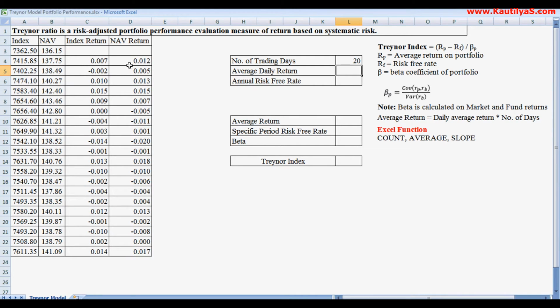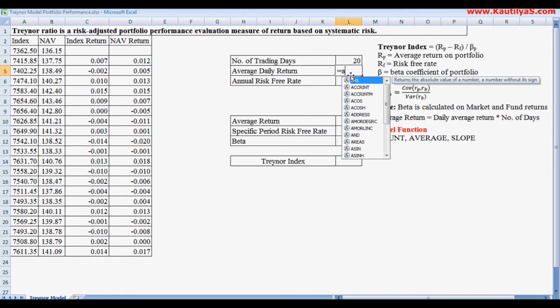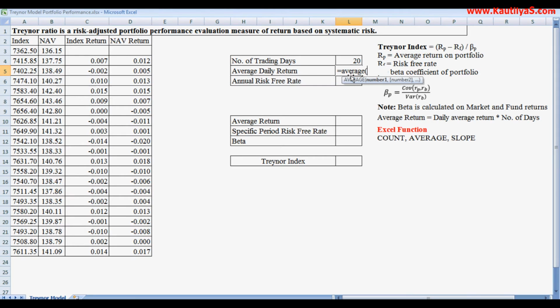And average daily return. So these are daily returns on NAV. So we need to calculate the average of these. So average is calculated using Excel equation average, so equals to average of daily returns. The average daily return is 0.18%, and annual risk-free rate, we make an assumption of annual risk-free rate of 5%.